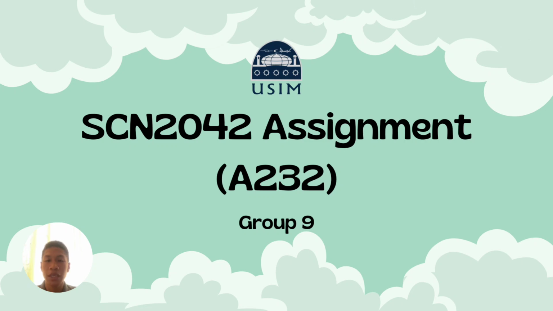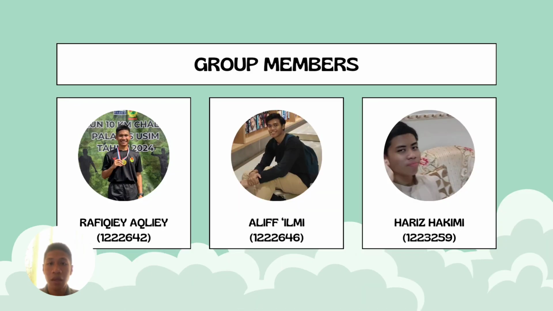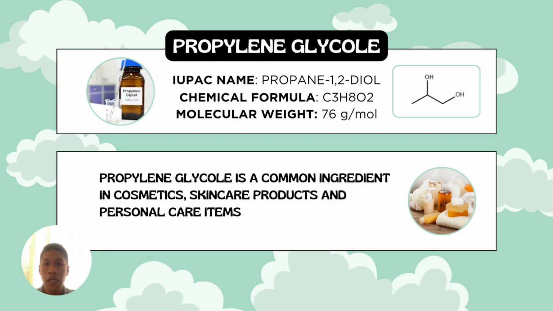We will present the assignment of spectroscopy. These are our group members: Rafiki Akli, Alif Ilmi and Haris Hakimi. Our chosen allergen is propylene glycol. The IUPAC name is propane-1,2-diol. The chemical formula is C3H8O2 and the molecular weight is 76 grams per mole. Propylene glycol is a common ingredient in cosmetic, skincare products and personal care items.